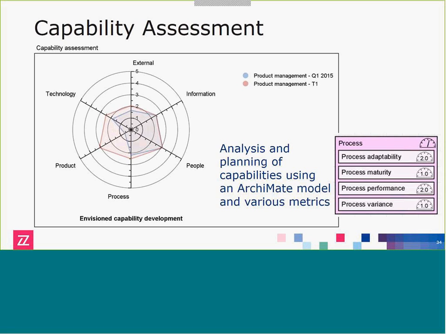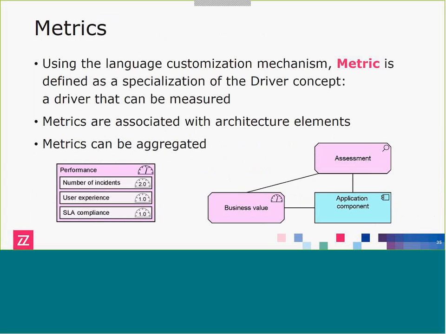So what we see is that this process dimension itself is again a more complicated metric that's built up from a number of different sub-metrics. In this case, the adaptability, the maturity, the performance, and the variance of the process. We model that using sub-metrics, and in the language, there's a so-called language customization mechanism that's described in the standard, and basically says that you can specialize existing concepts in the language and add specializations to your models.